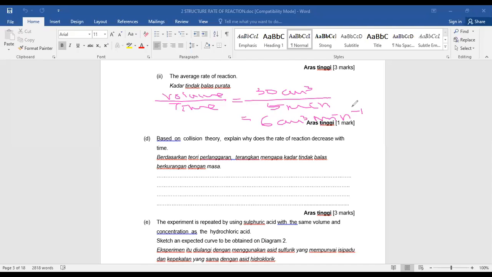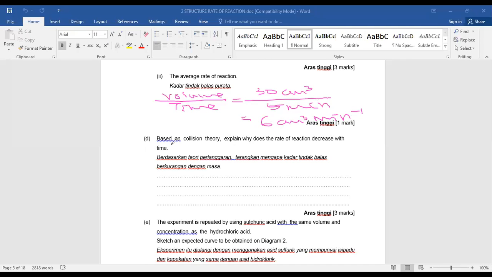Is it okay? You can change to decimeter cube, no problem. You can change to second, no problem. But you have to make it the unit which is correct. If you change this to second, then it will be per second. Of course, the value that you obtain will be different. Okay? Now, next part. Based on the collision theory, explain why does the rate of reaction decrease with time.